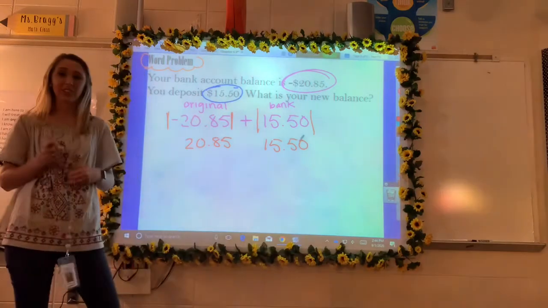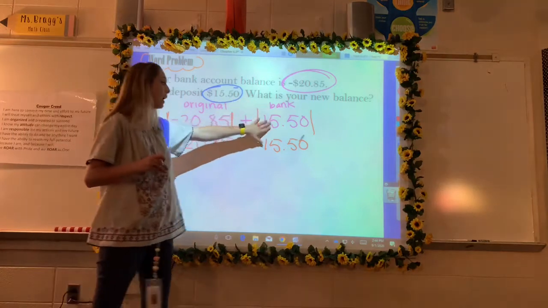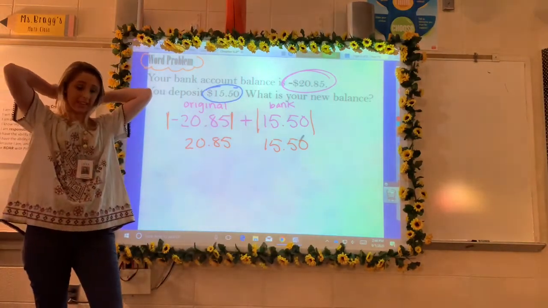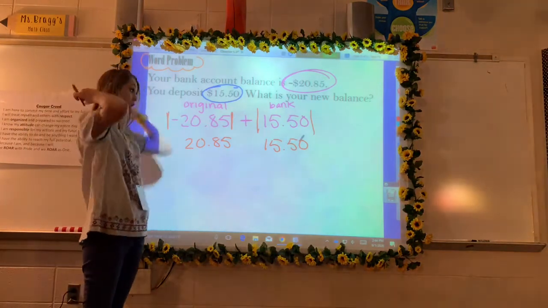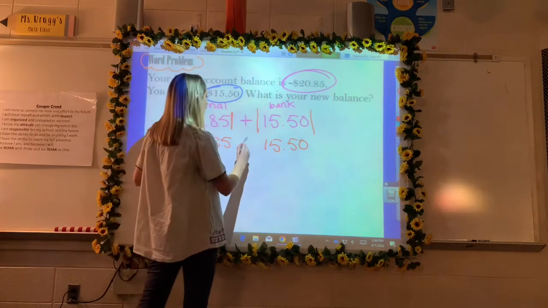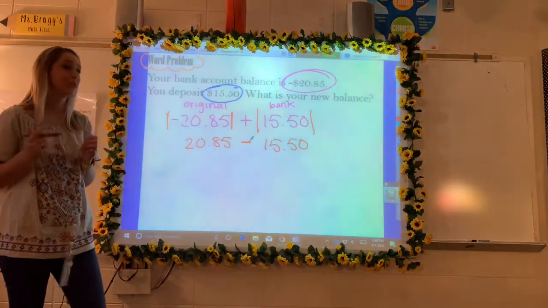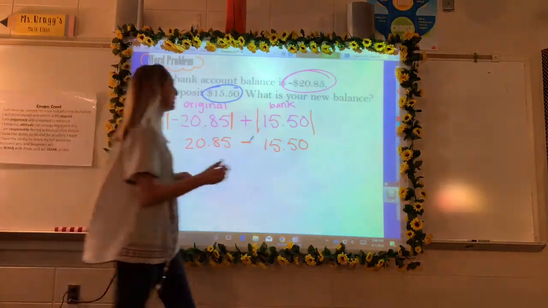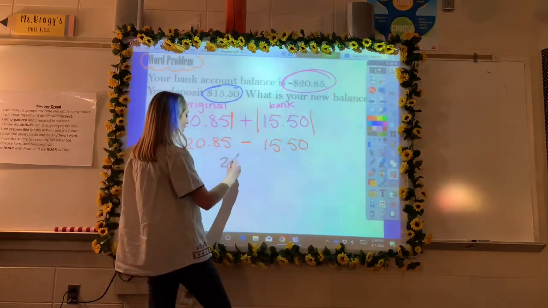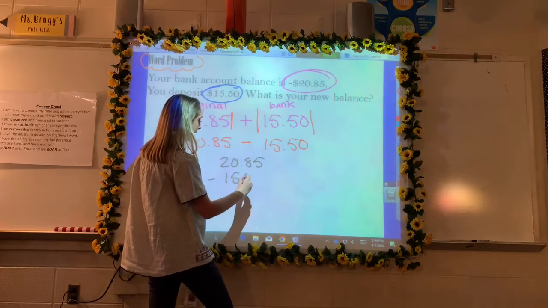All right, well, signs are different. We have a positive and a negative because we had a negative 20 and a positive 15. So what do we do? We're gonna subtract. So we subtract the smallest from the largest. What's our largest? The $20. So we're just gonna subtract this way. But we can't subtract like this. We have to line the decimals up. So we are gonna line them up. So it's gonna be $20.85 minus $15.50.